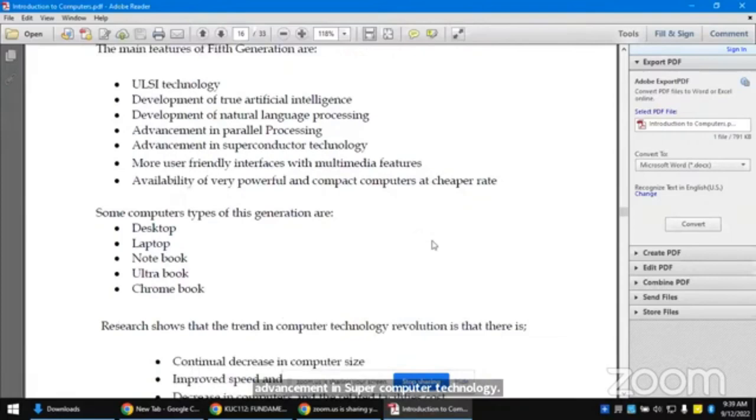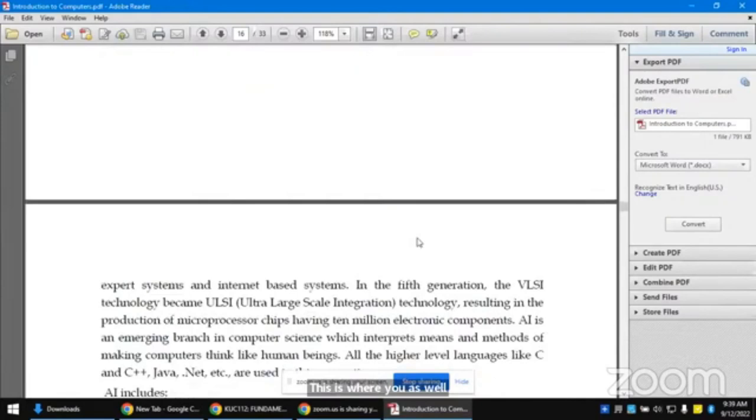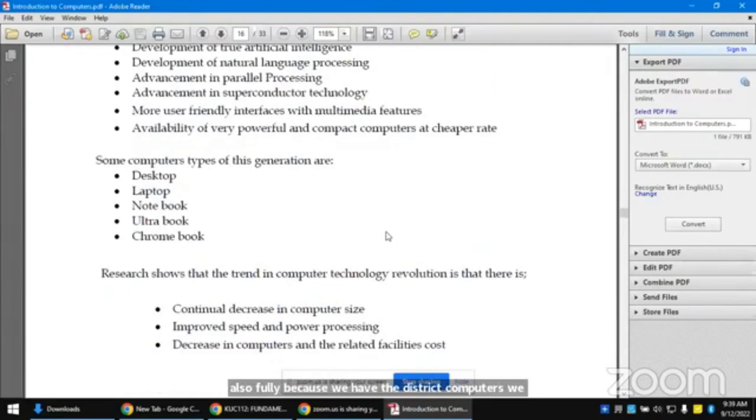So looking at these, this is where your fifth generation is, where even your phones also fall in, because we have the desktop computers, we have the laptops, we have the notebooks, we have the ultrabook, we have the Chromebook, and we also have your smartphones as part of the fifth generation.